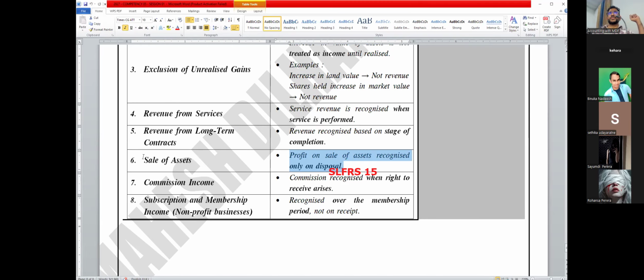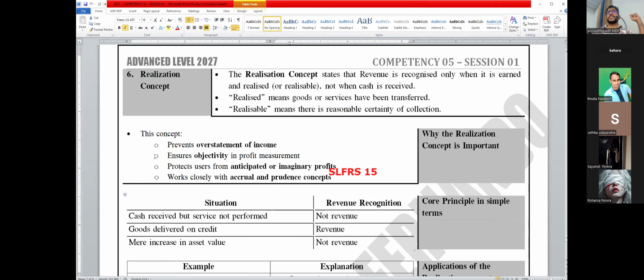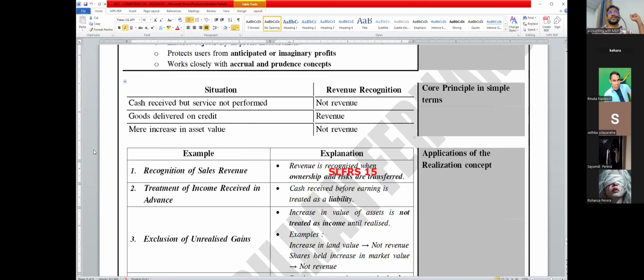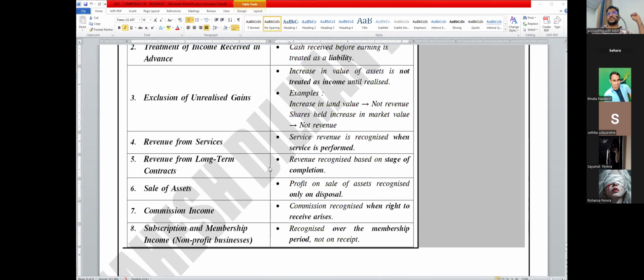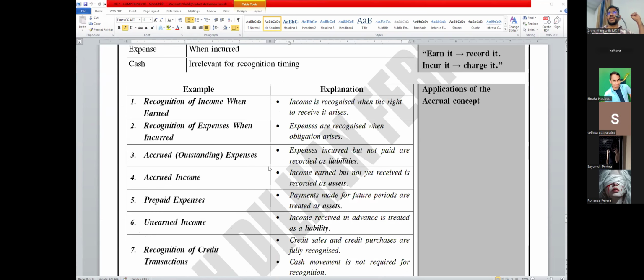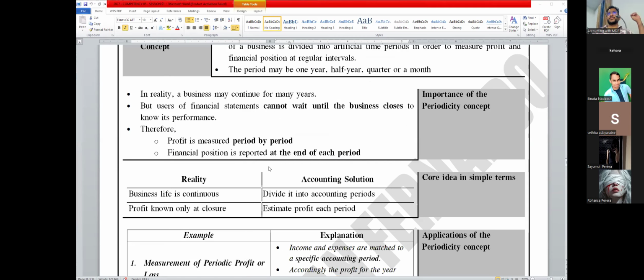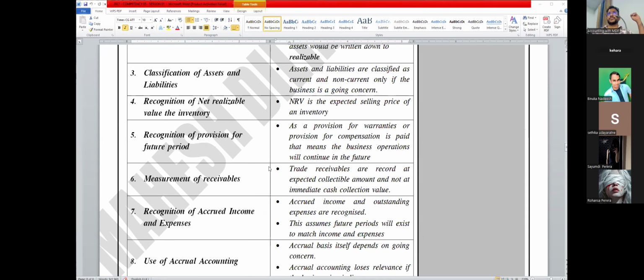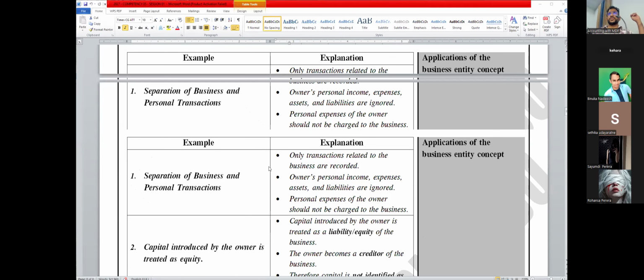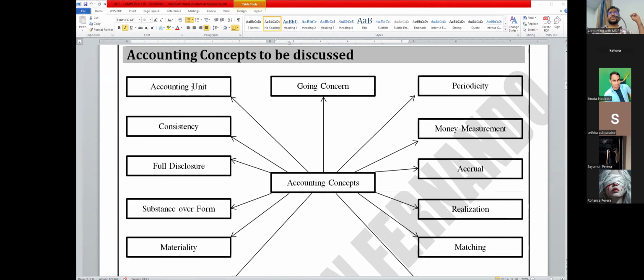We discussed 6 accounting concepts. Let's recall what we discussed. I'm moving here to this chart. Accounting unit, going concern, periodicity, money measurement, accrual and realization. Next week we will discuss the rest, from matching to consistency. We will cover everything, so do not miss out that session.